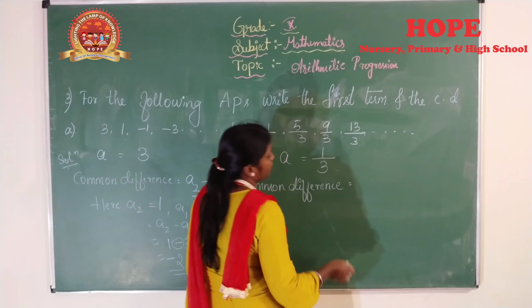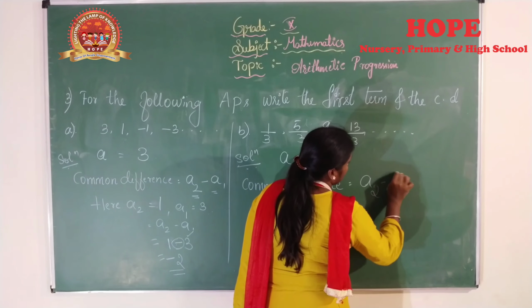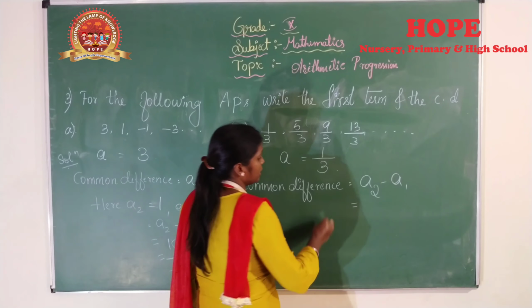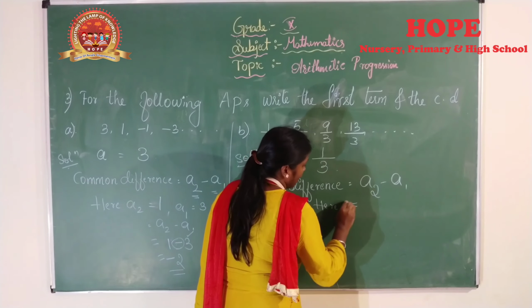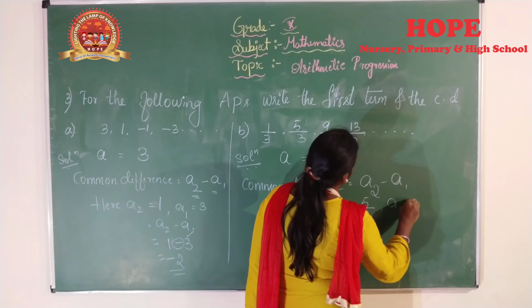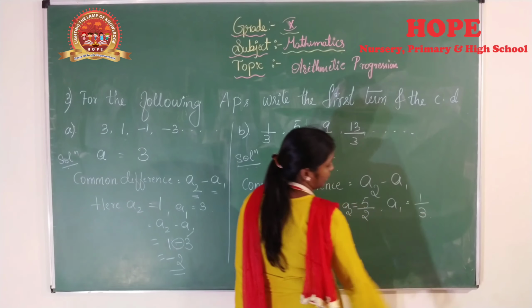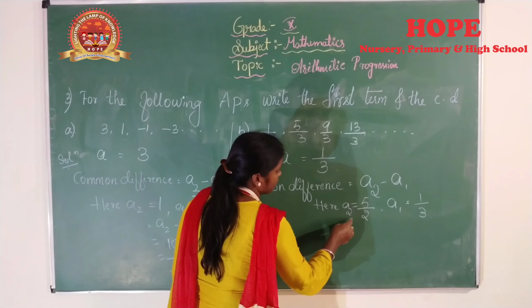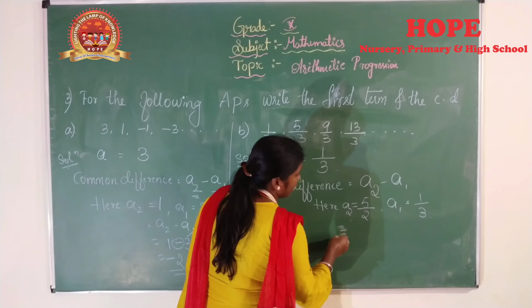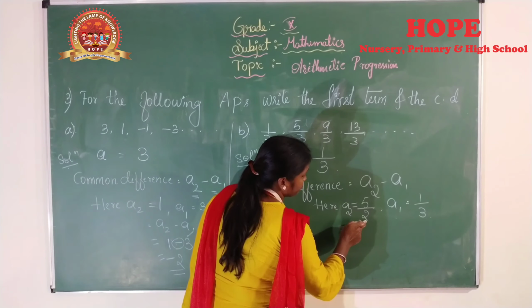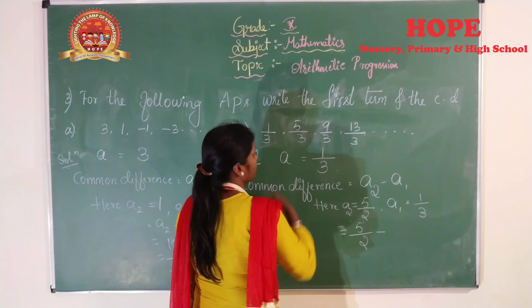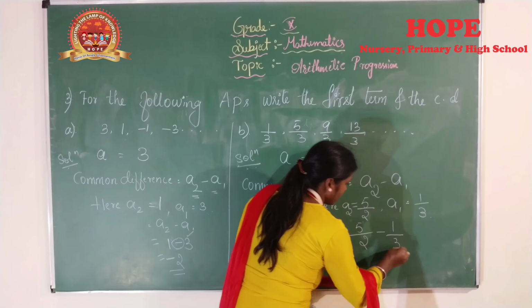Common difference will be equal to A2 minus A1. Here A2 equals 5 by 2 and A1 equals 1 by 3. So when we substitute the A2 and A1 values to find out the common difference, A2 is 5 by 2 and A1 is 1 by 3.